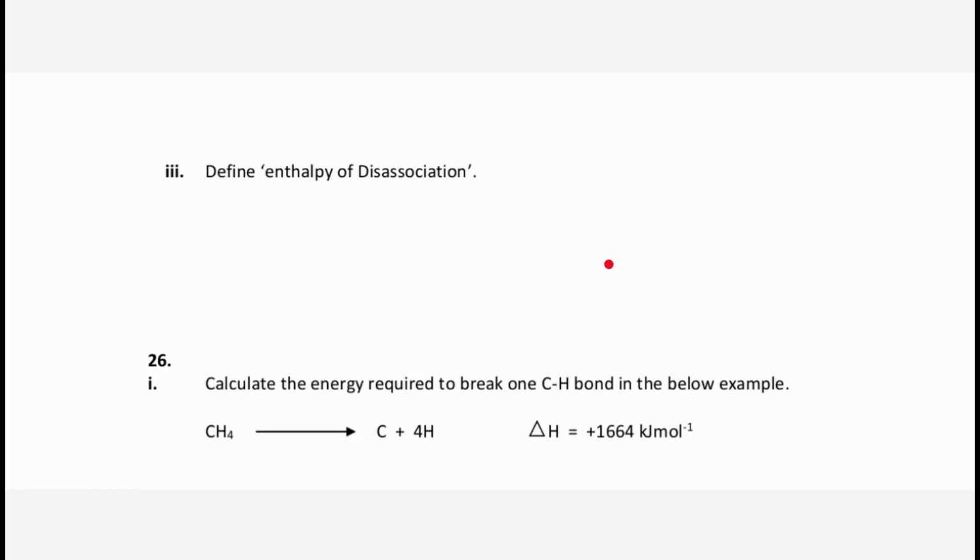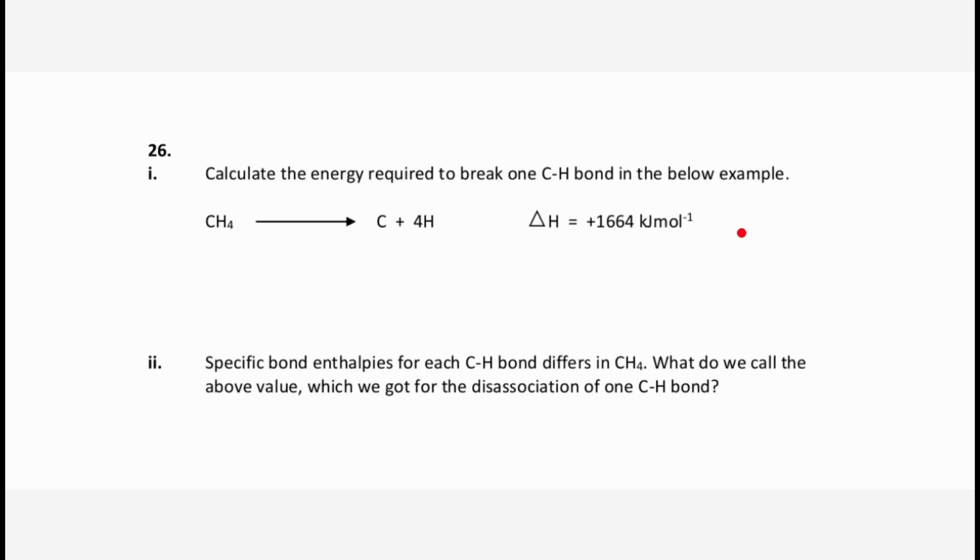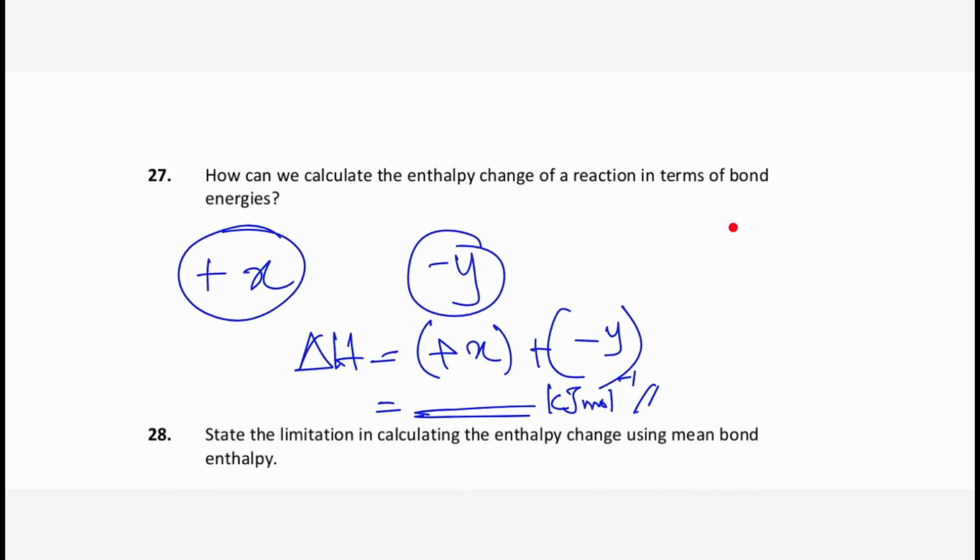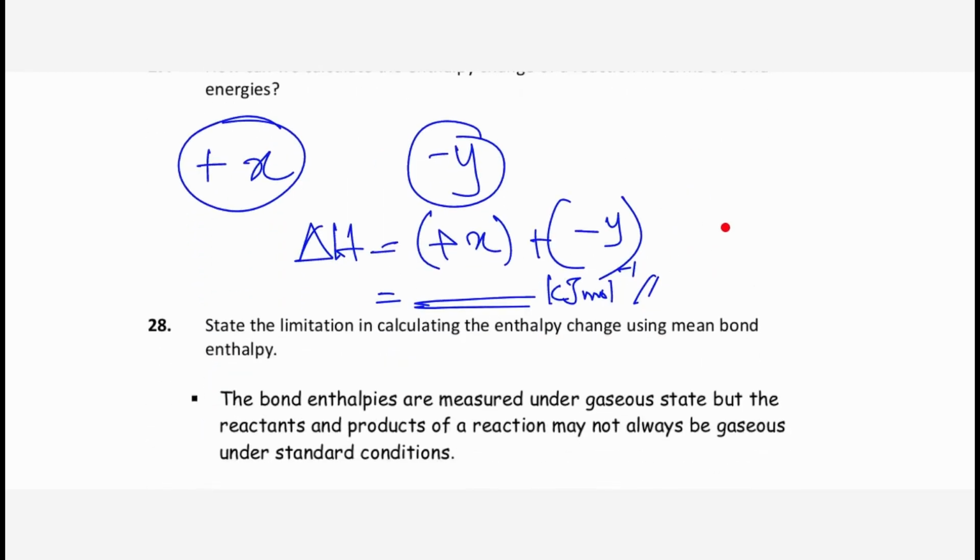But in the equation, we don't handle all reactions in the gaseous state. Sometimes if water is produced, for example, it's not in the gaseous state at room temperature. Under standard conditions, it's liquid. Sometimes you have carbon dioxide gas, oxygen gas in the equation. The standard state is, of course, gas. Then fine. But sometimes you have solids.